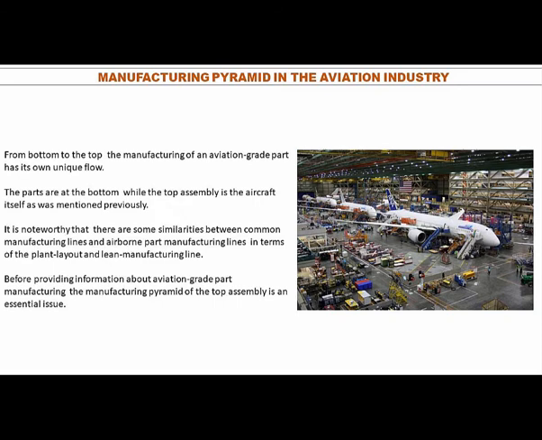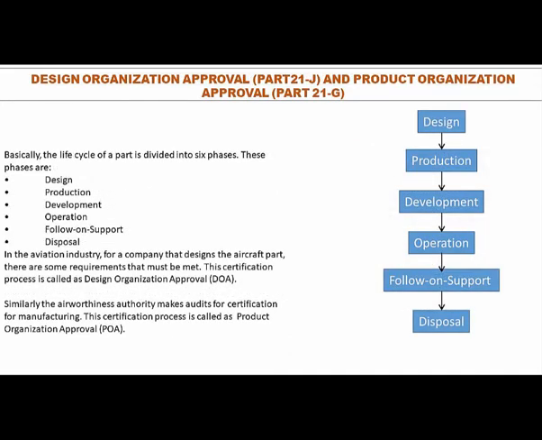Before providing information about aviation-grade part manufacturing, the manufacturing pyramid of the top assembly is an essential issue. Basically, the life cycle of a part is divided into 6 phases. These phases are design, production, development, operation, follow-on support, and disposal. In the aviation industry, for a company that designs the aircraft part, there are some requirements that must be met. The certification process is called Design Organization Approval, abbreviated as DOA.